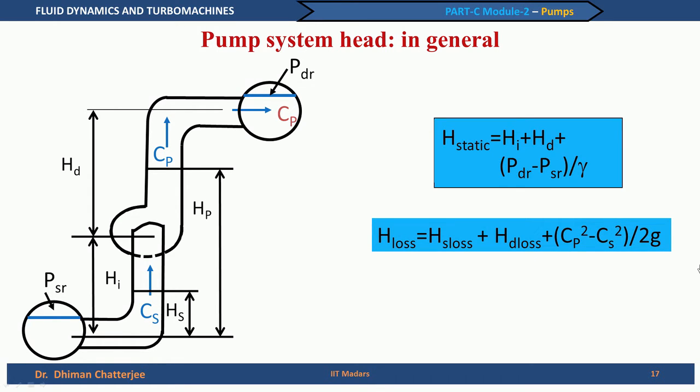And we can also say that there will be losses in the pipe. The sum of the losses will take place in the suction side and the pressure side. The subscript S refers to the suction pipe, and subscript P refers to the pressure side pipe. So, C_S refers to the velocity of water in the suction pipe, and C_P refers to the velocity of water in the pressure side. So, we can say that H loss is nothing but H_S loss plus H_D loss.